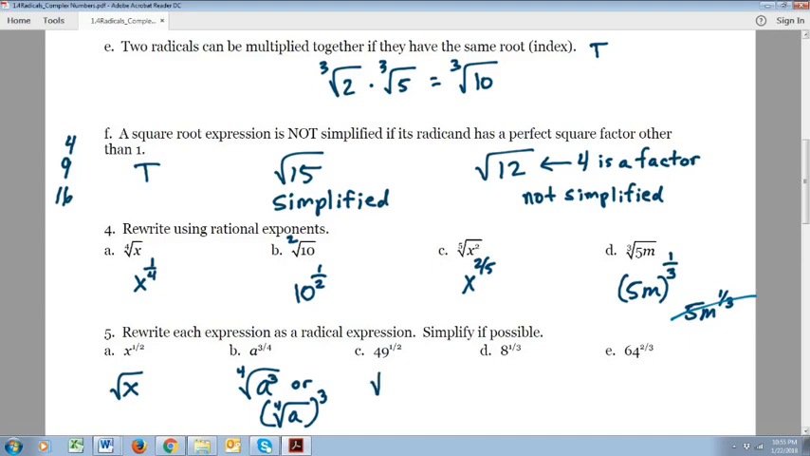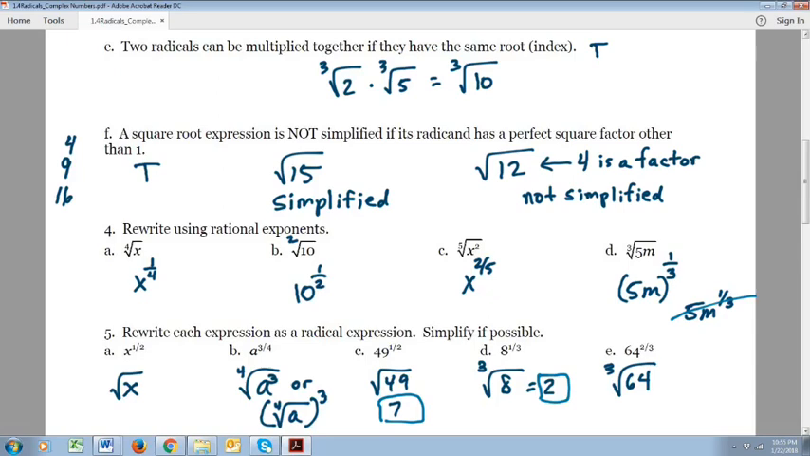Letter C, this is the square root of 49. Our directions are to simplify if possible, and that would be 7. On letter D, we have the cube root of 8, which we can simplify. Let's see, we need a number that you cube to get 8, and that would be 2.